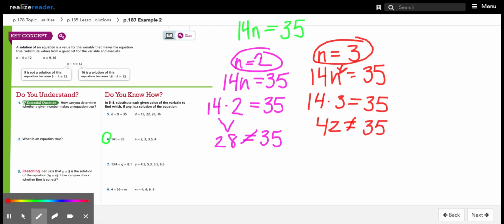So now I want you to try n equals 3.5. Again, rewrite the equation, plug it in, and I want you to do n equals 4. And I want you to tell me if either of these are a solution or if there's no solution, or if they are not a solution.